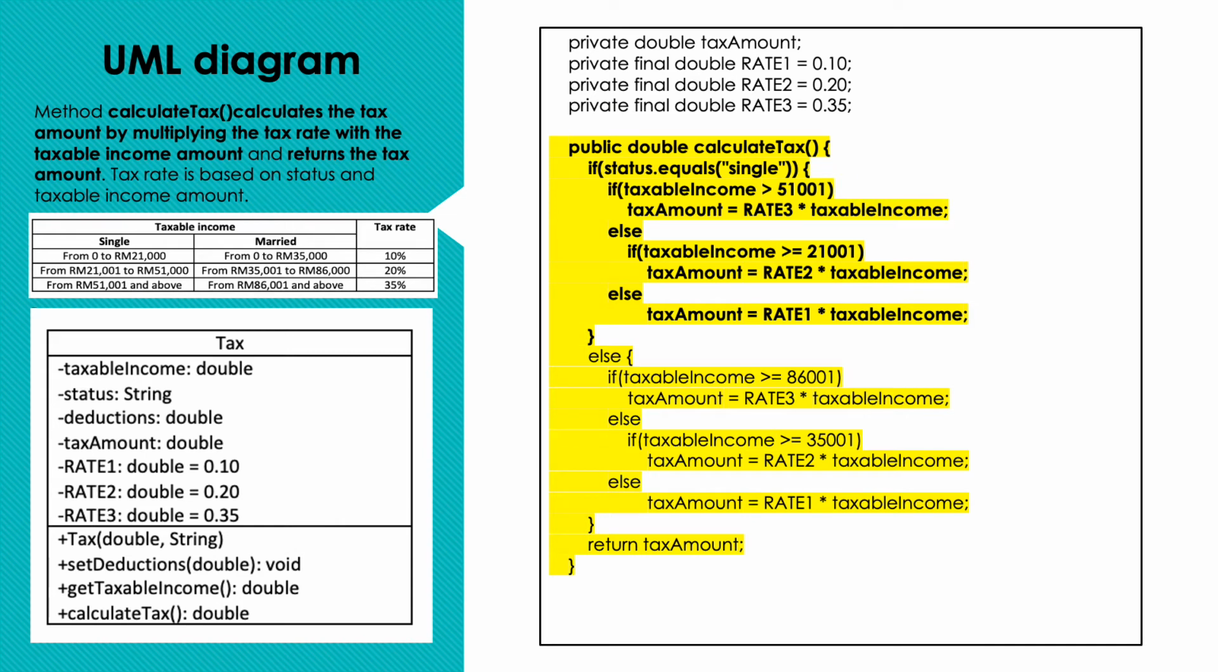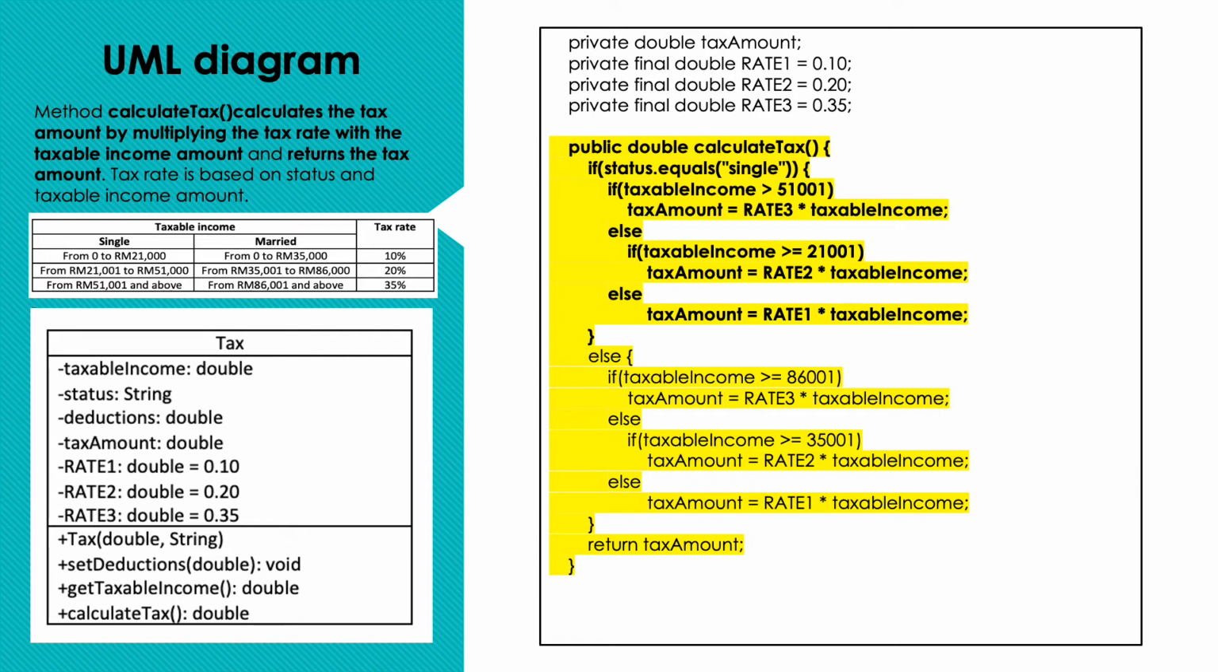Now let's go back to the method calculateTax. The tax is calculated based on the taxable income, whether single or married, and also the tax rate. You can use if, else, or switch in this case. Remember that we have written our constants previously. So, to calculate it, you should use the tax rate that is called rate1, rate2, or rate3 instead of writing the numbers 10%, 20%, or 35%.